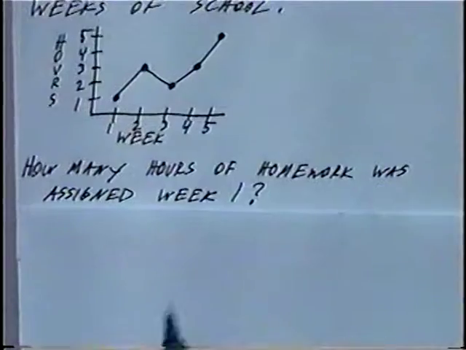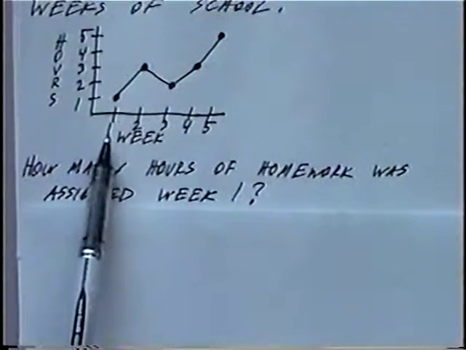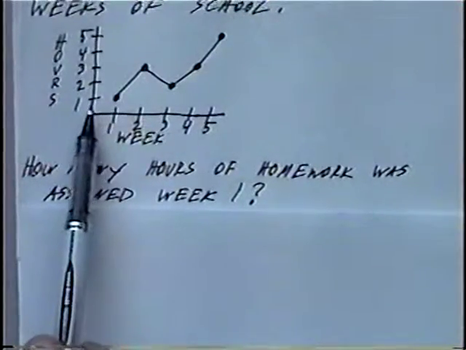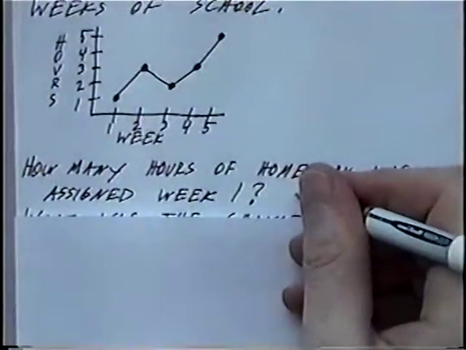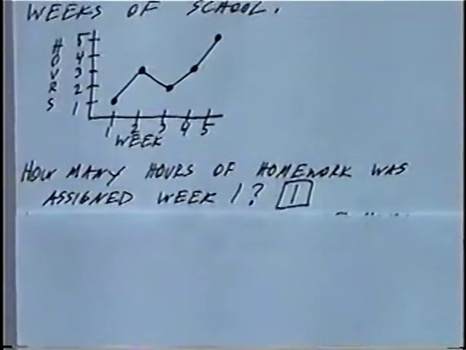4, and 5. If we want to look for the hours on week 1, we'll go to week 1 on the x-axis. We'll go up to the point for week 1 and see how many hours it's associated with, which should be 1 hour. So how many hours of homework was assigned during week 1? The answer would be 1 hour.